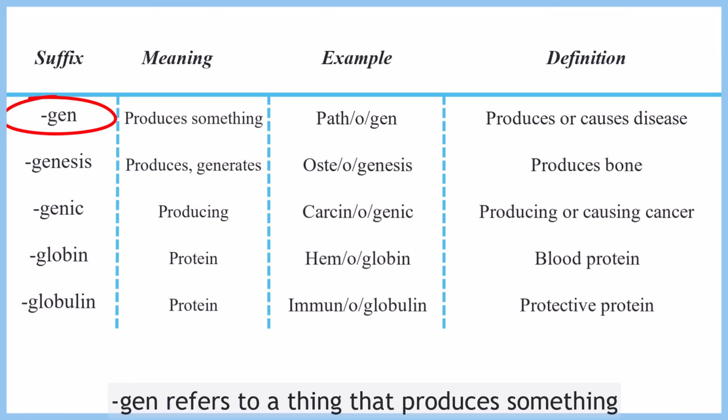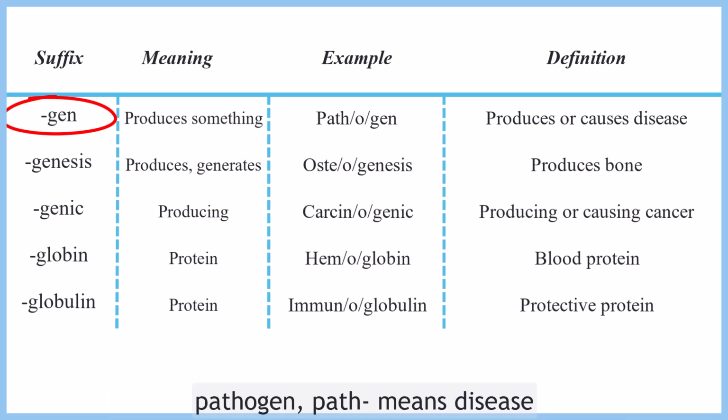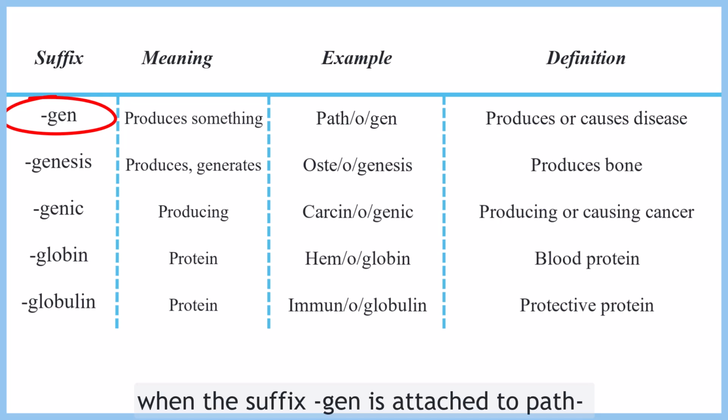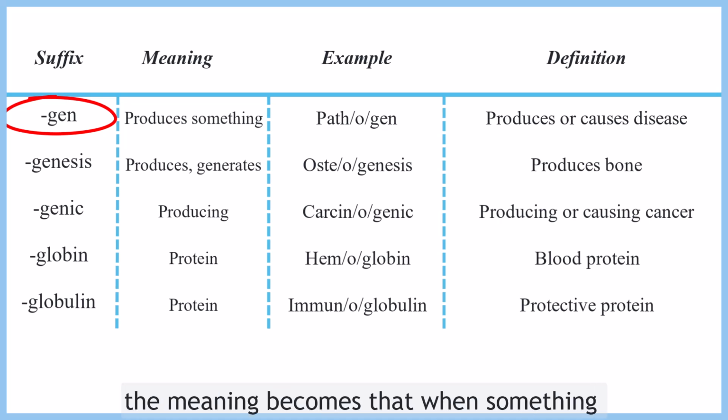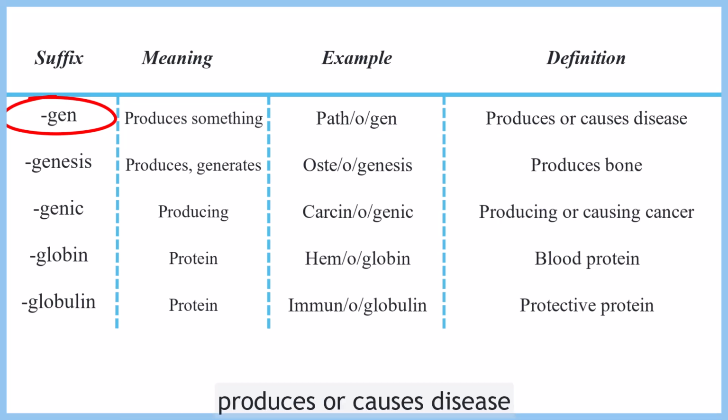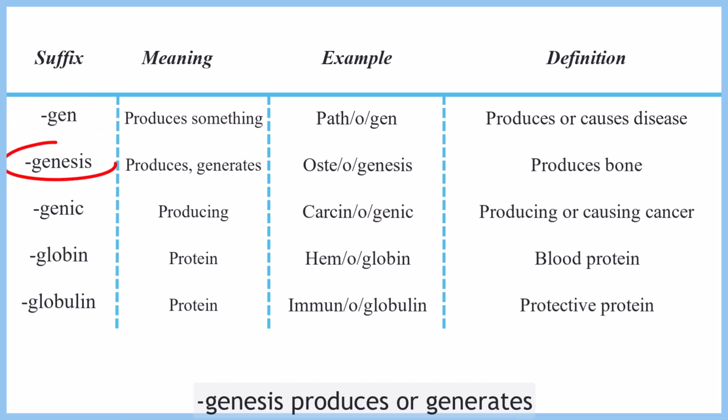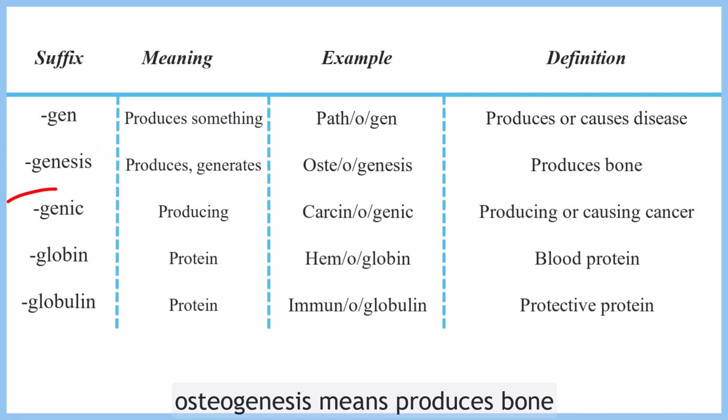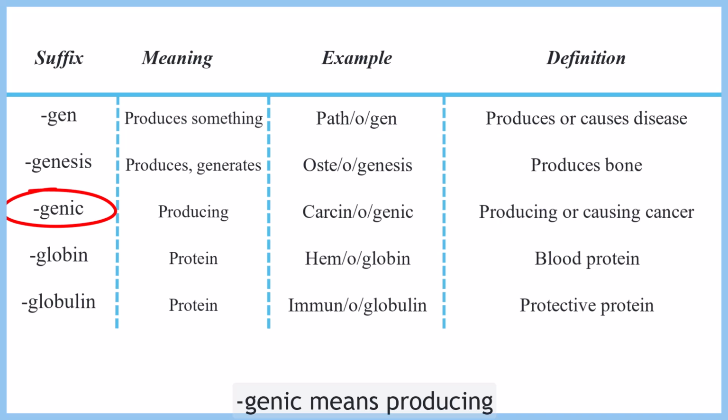Gen refers to a thing that produces something. Pathogen. Path means disease. When the suffix gen is attached to path, the meaning becomes that when something produces or causes disease. Genesis. Produces or generates. Osteogenesis means produces bone. Genic means producing. For example, carcinogenic means producing cancer.